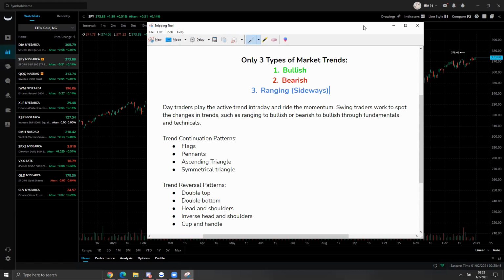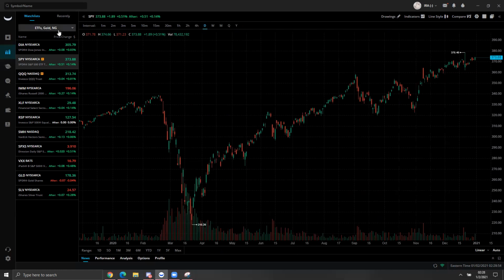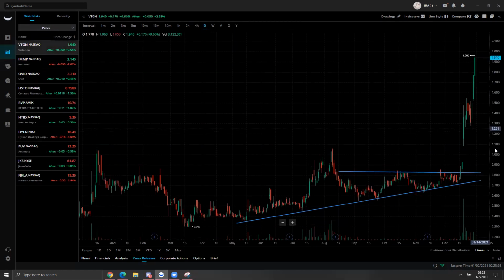So today I'm going to go over continuation patterns and maybe some reversal patterns as well that I found from my history and from some of my documentation of some trades that I took in the past. So let's get started here. I have a whole list of stocks that I want to go over. First stock I want to go over is VTGN.